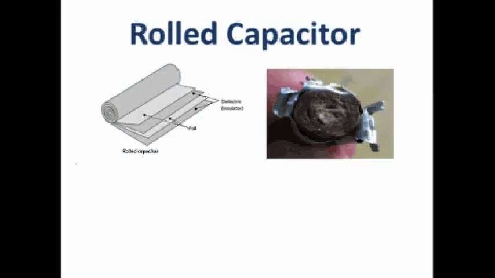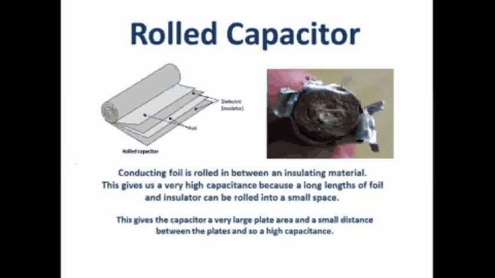The rolled capacitor has foil inside an insulator, and these layers are rolled up into a tight canister shape. Gives a very large plate area because of all that rolled up foil, and a very small distance between the plates because of the thin nature of the material, and so it gives a very high capacitance.